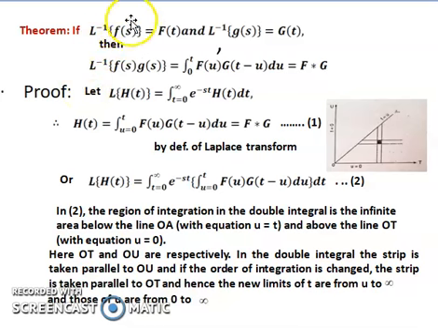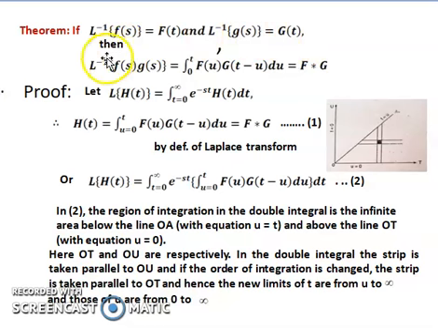If L inverse of F(s) equals f(t) and L inverse of G(s) equals g(t), then L inverse of F(s) into G(s) equals the integration over 0 to t of f(u) g(t minus u) du, which equals f asterisk g. It can also be represented as f asterisk g.